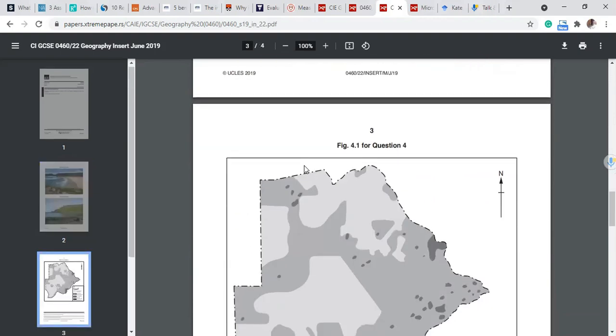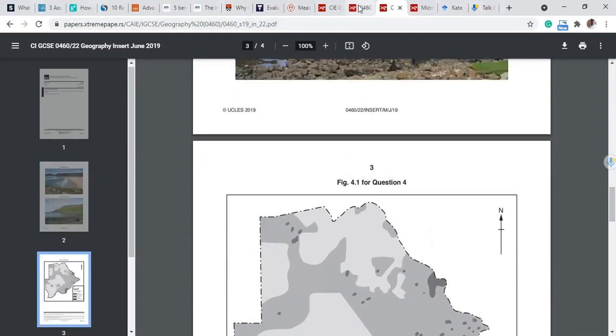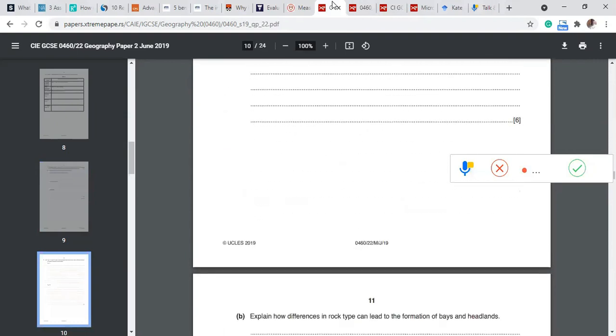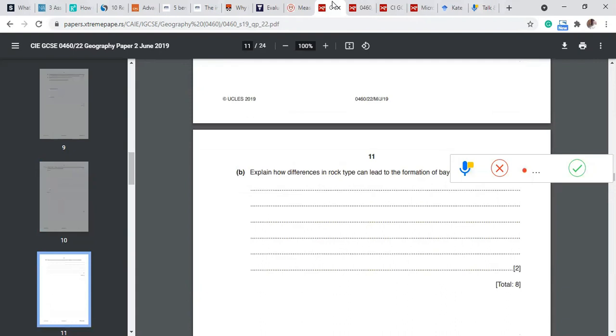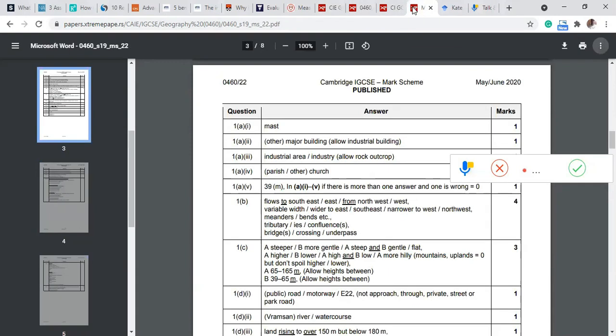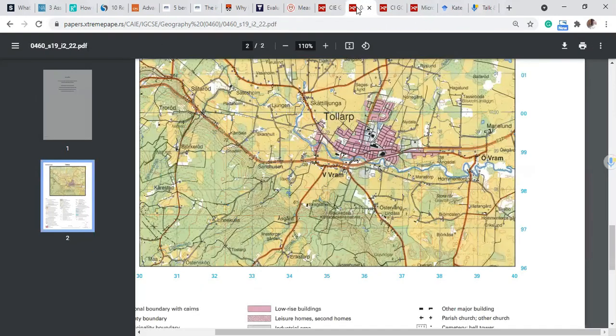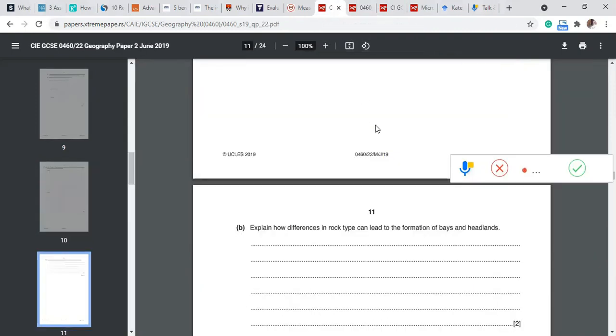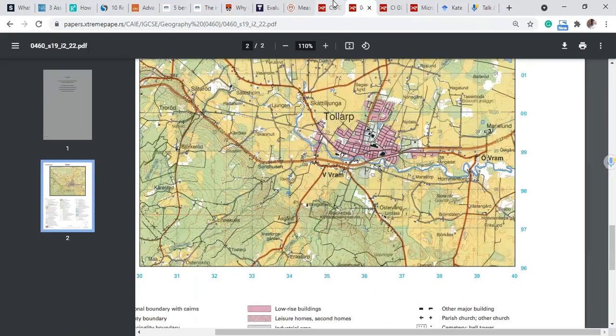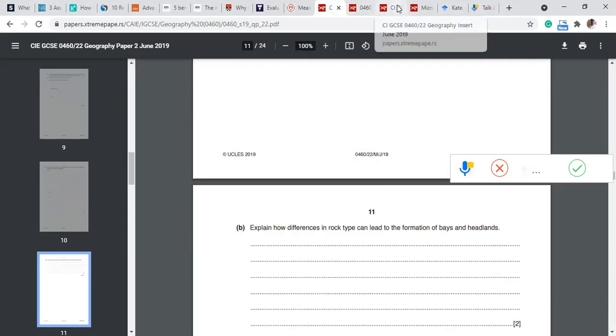So let's go back to the other question. Explain how differences in rock type can lead to the formation of bays and headlands. Oh, that's easy. It just wants us to talk about concordant and discordant coastlines. So what are concordant and discordant coasts? Does anybody remember? Let me call your name. Okay, I'm looking for that picture again.